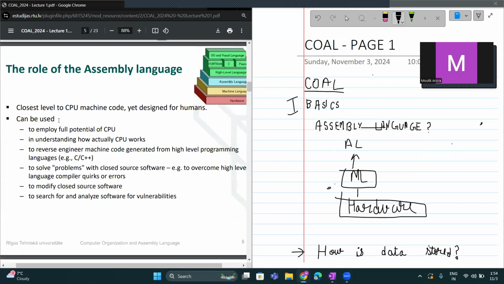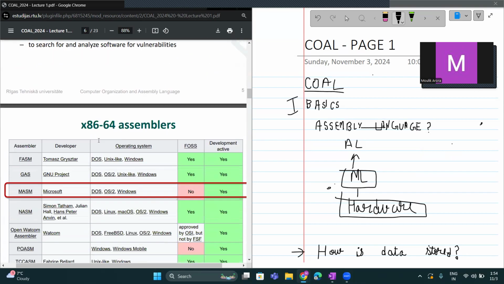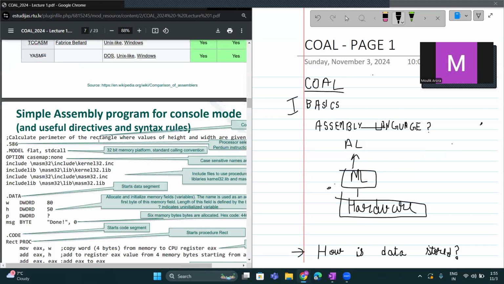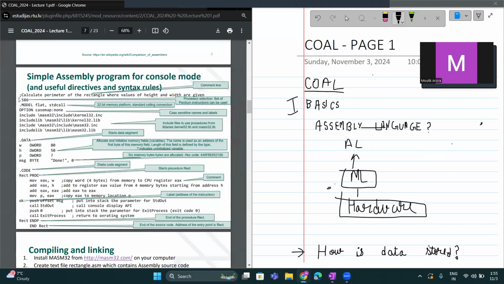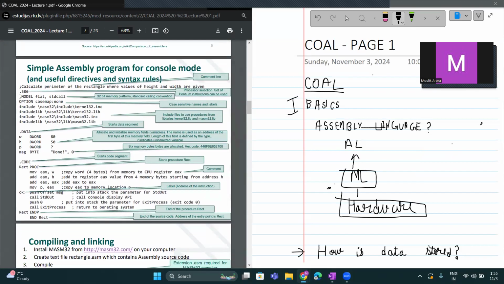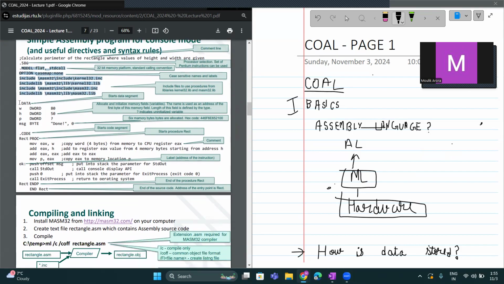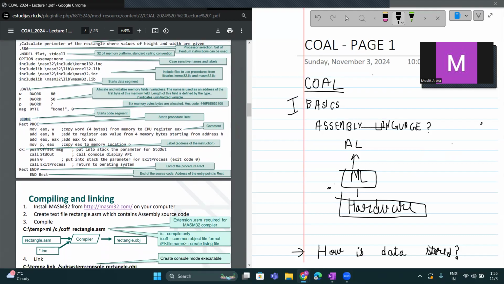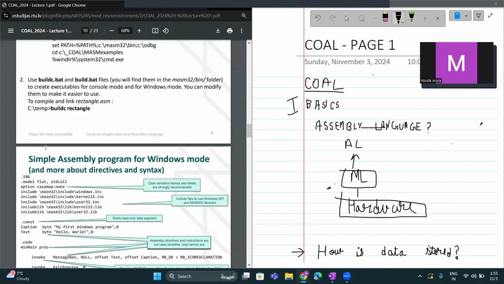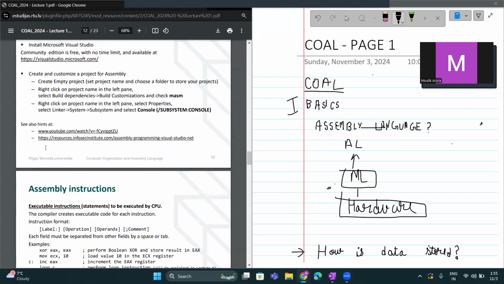Yeah, we can use assembly language to reverse engineer, and it's very useful. And this is how assembly language looks. This is just the beginning, and these are the imports like in Python, and this is the data. I will explain everything in detail later. And this is the code. This is not important.